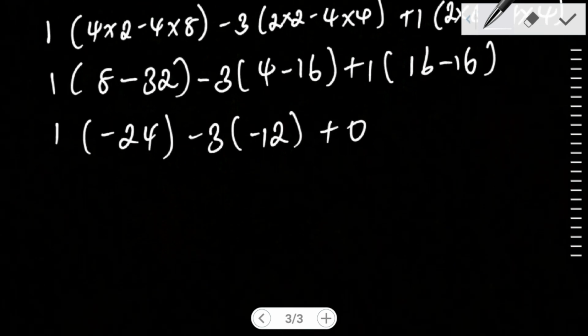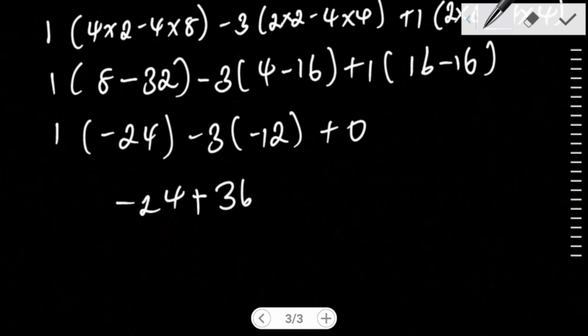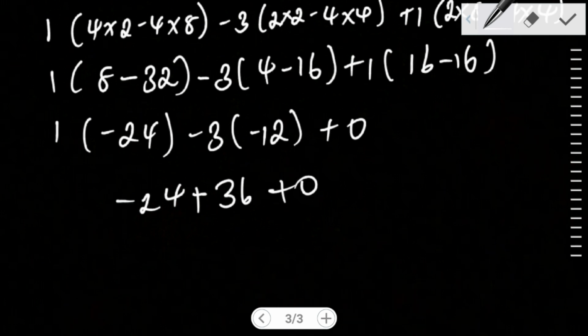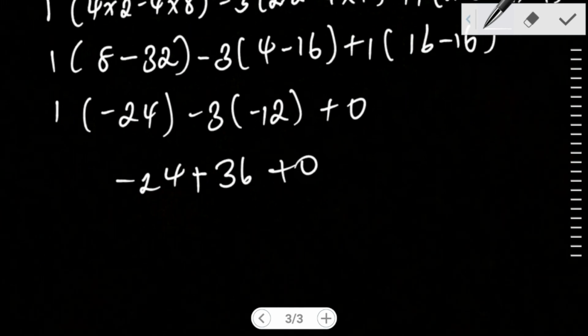So this is going to be negative 24 plus 36 plus 0. And so 36 minus 24, of which I'm going to be getting 12 in this case. So you find that now I've used a column, but still I've got 12. So you find that it also works out.